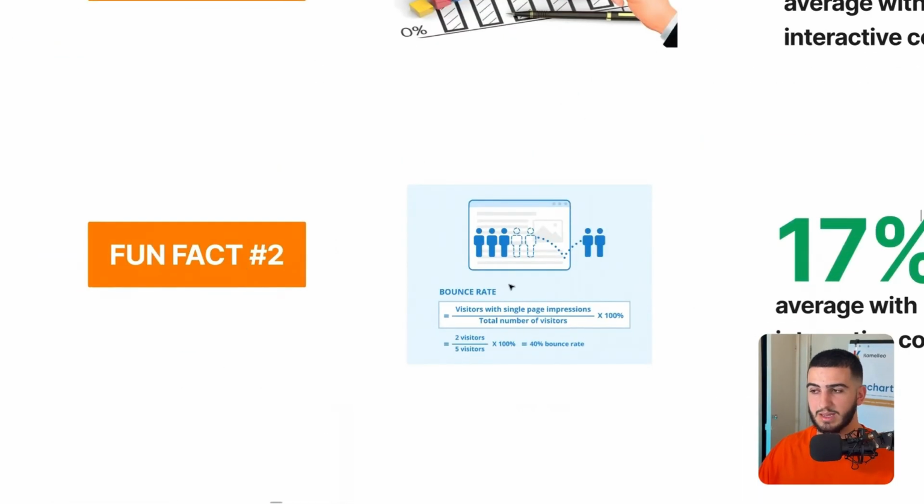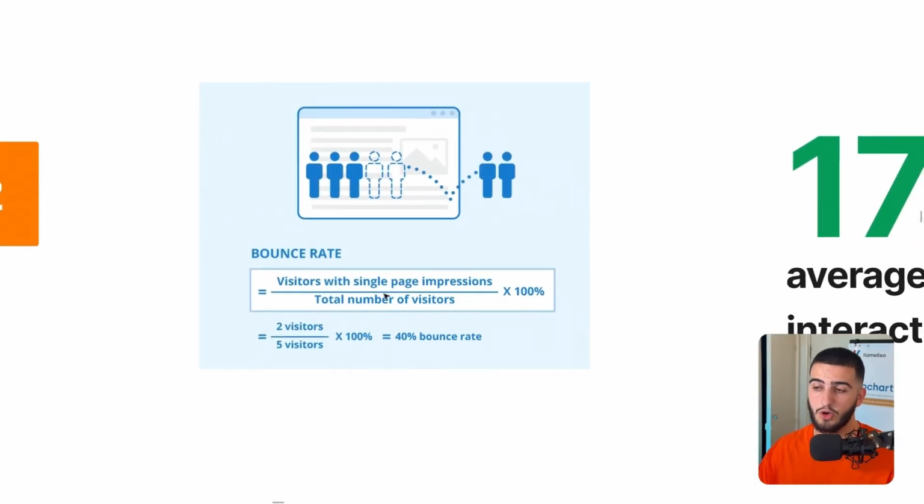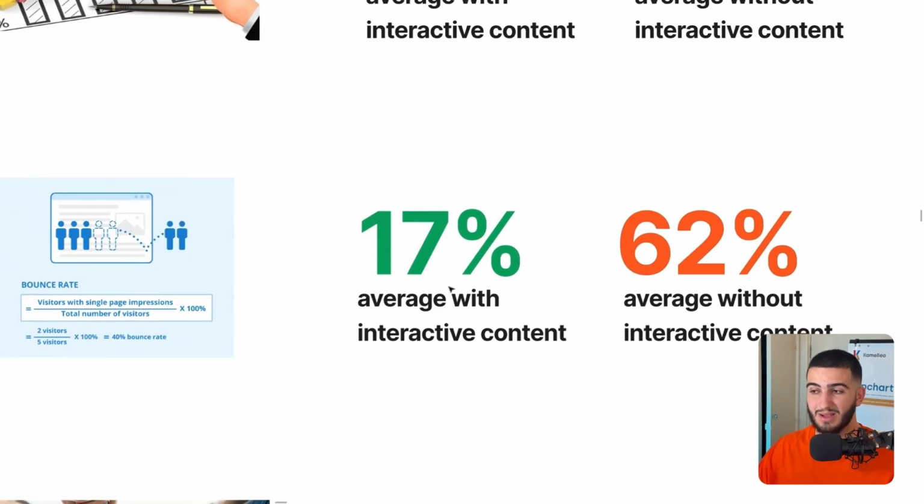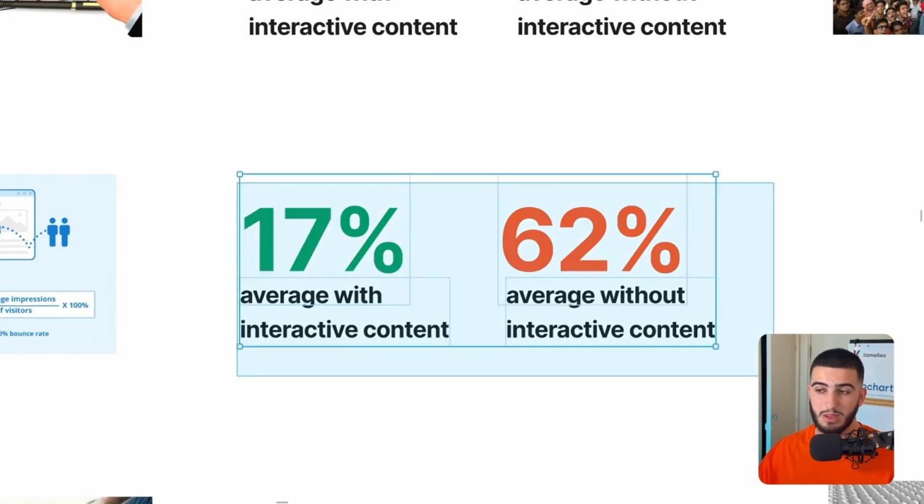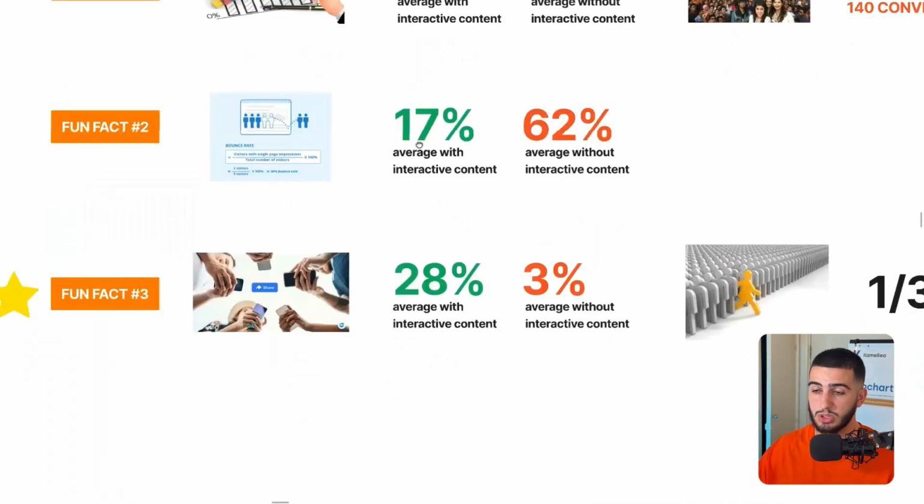The second fun fact as to why this might be interesting to you as an agency owner is to do with the bounce rate. Now, if you don't know, bounce rate is basically the percentage of visitors who only see a single page over the total number of actual visitors. On average, the bounce rate with these interactive tools is 17%, and without it is 62%. I mean, the difference here is massive, guys. You basically get more for your ad spend if you were to use something like this.